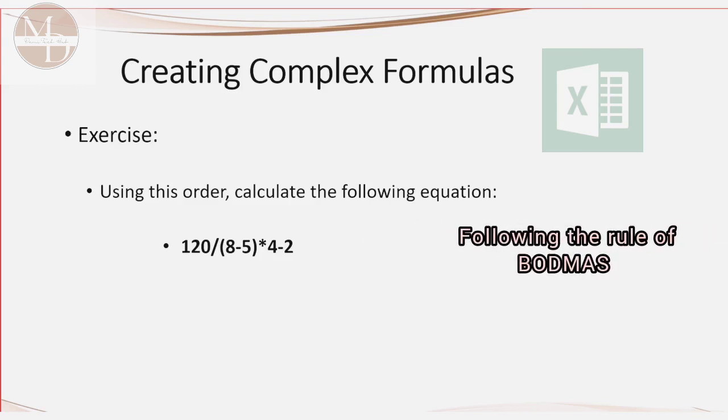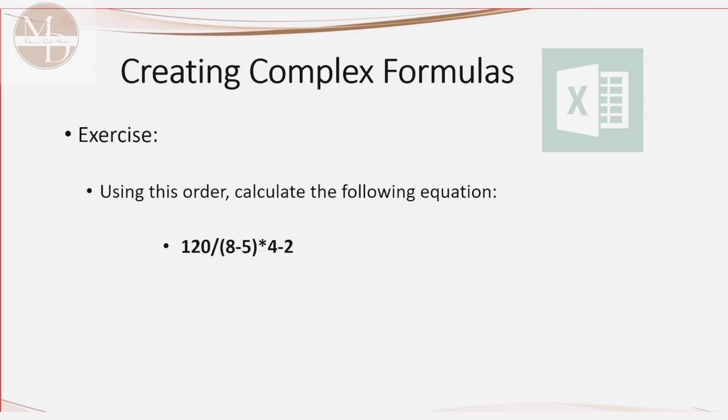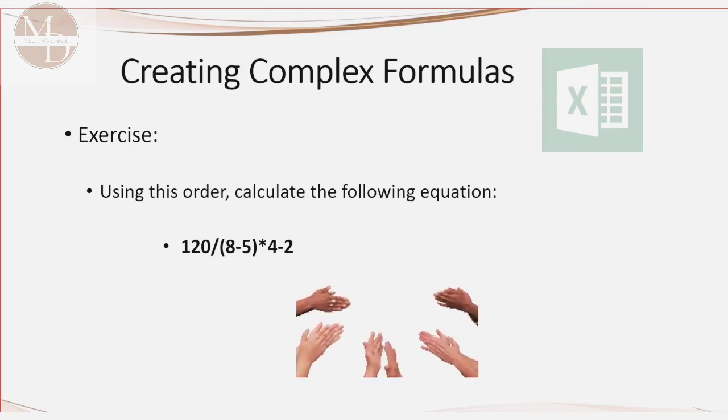Now, 120 divided by 3 times 4. Which one comes first between these two? It is division. So we go with division. So 120 divided by 3, which is 40. Now, we are left with 40 times 4 minus 2. So now, 40 times 4 gives us what? 160. Then when you remove your 2, you get 158. So, let's clap for ourselves. So that is it. So let's proceed further.